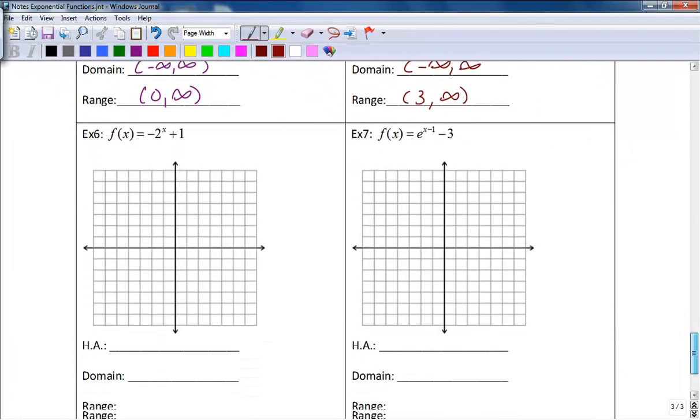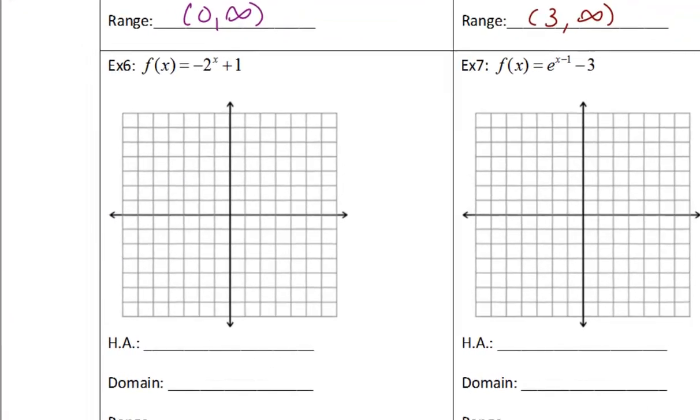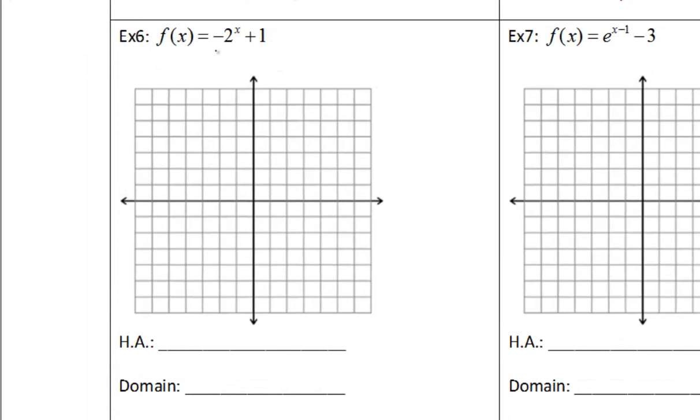Let's look at the last two. I have negative 2^(x+1). So same thing. Well, this negative out in front tells me I need to reflect. And when you reflect, you're going to go to the other side of the x-axis.